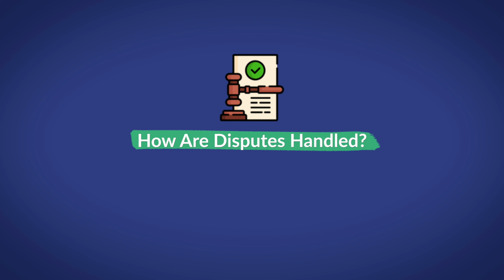And question number four. How are disputes handled? Disputes can be taken to the Mississippi Small Claims Court, which handles cases worth up to $3,500.